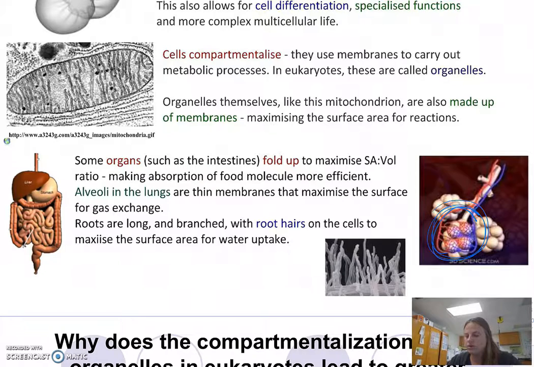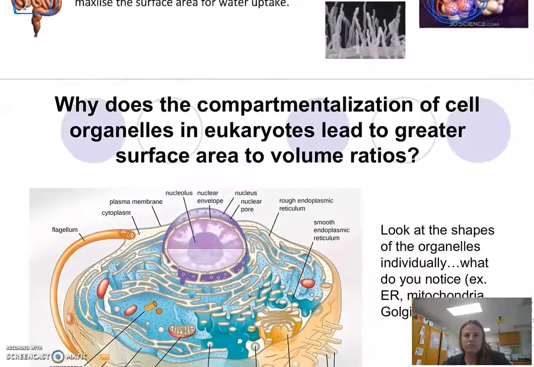So because the alveoli in the lungs fold up, they are maximizing the surface area in order for gas exchange. Because the small intestines fold up, they are maximizing surface area to volume ratio. Furthermore, if you look at mitochondria, they have what's known as cristae inside. Those cristae are folded in order to maximize surface area to volume ratio.